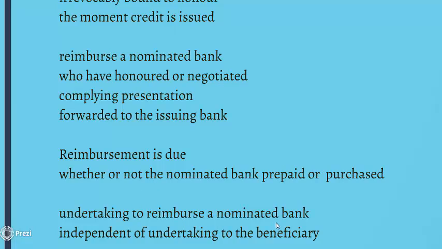The undertaking by the issuing bank to reimburse a nominated bank is independent of the issuing bank's undertaking to the beneficiary. The issuing bank, by issuing an LC, promises the beneficiary that if stipulated documents are presented evidencing compliance with the terms and conditions in the credit, payment will be made as per LC terms. Now this undertaking is independent, and there is another undertaking between the issuing bank and the nominated bank by virtue of the nomination, saying they will be reimbursed if they honor a complying presentation and forward the same to the issuing bank.